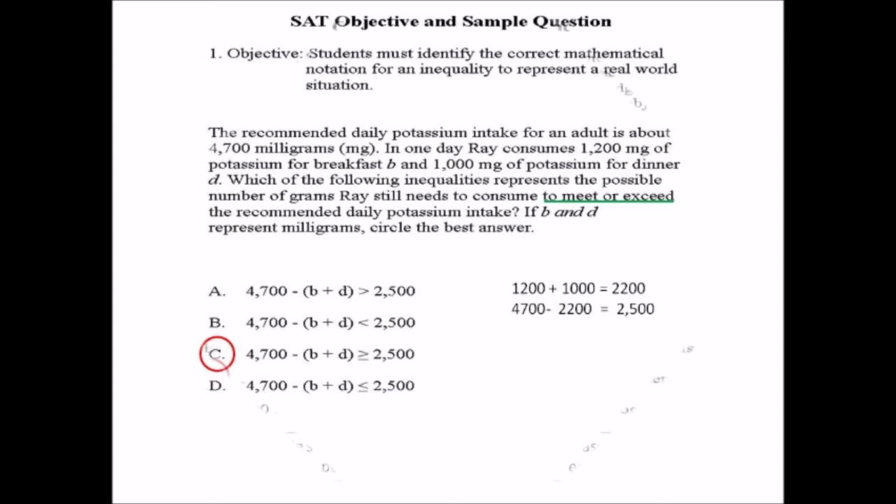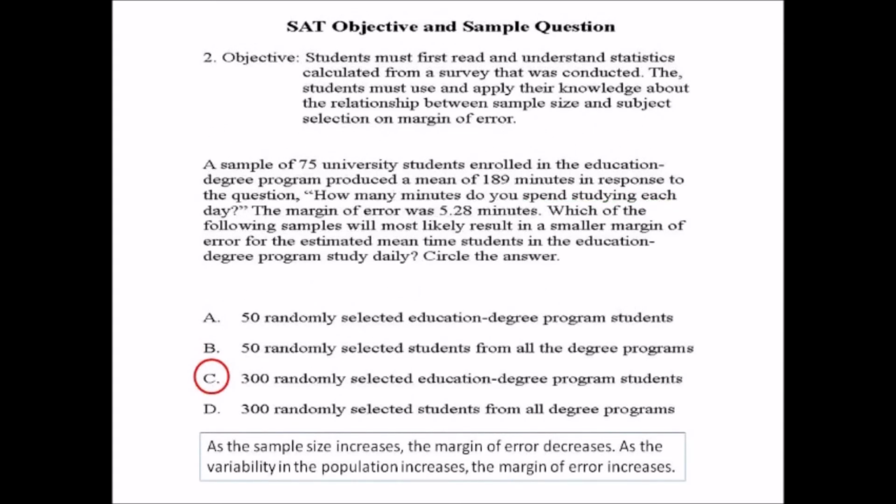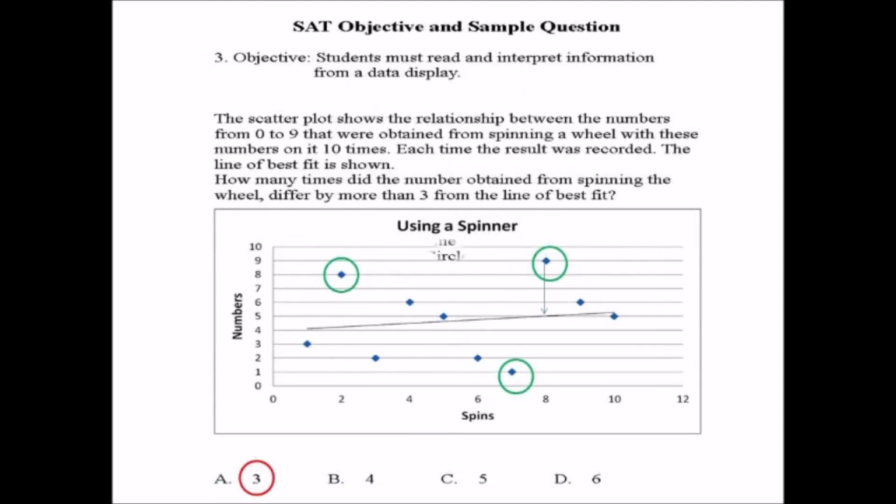And we move on to number 2. The answer was C. And you need to notice, as the sample size increases, the margin of error decreases. As the variability in the population increases, the margin of error increases. So the only answer there it could have been was 300. And you can't use D because D says from all of the degree programs, so that would be too many variables. So you have to use C, where you selected from the degree program students.